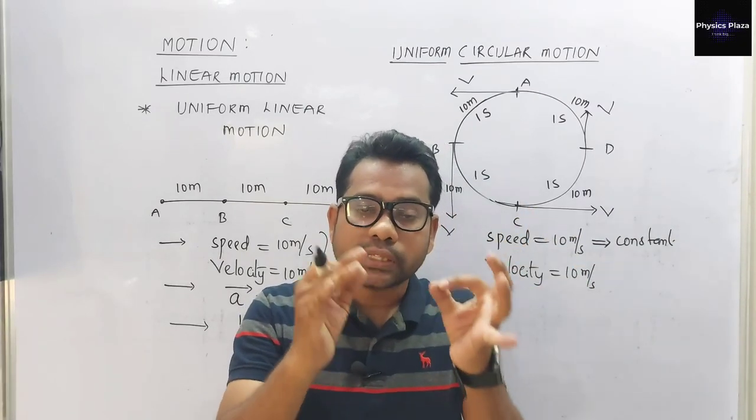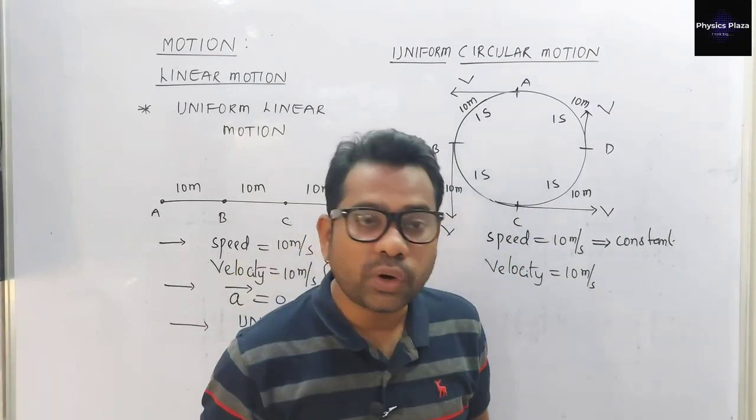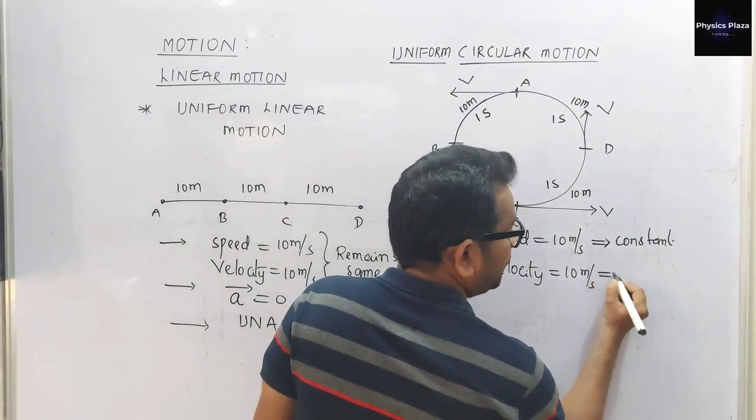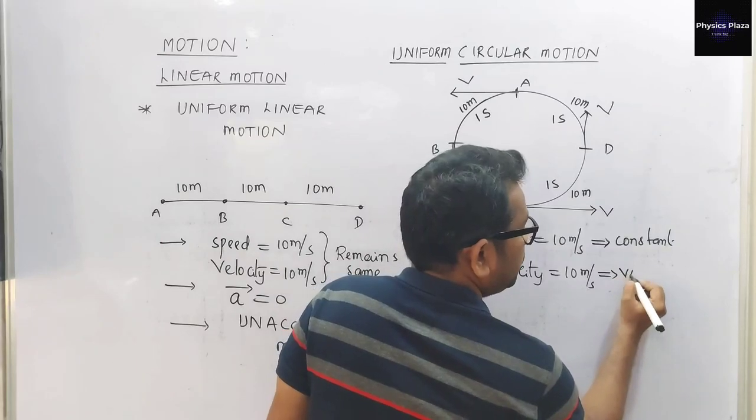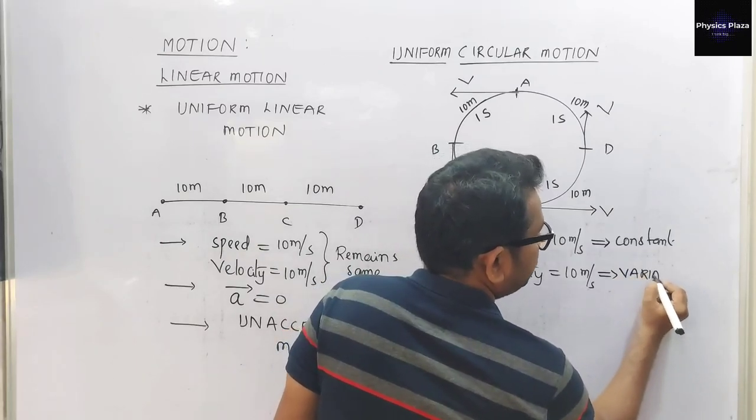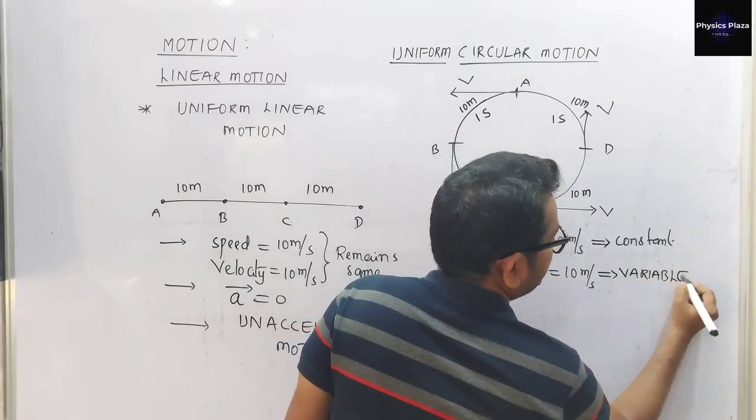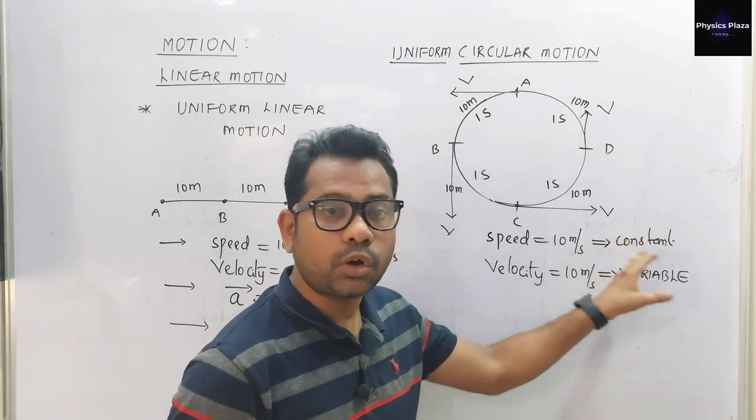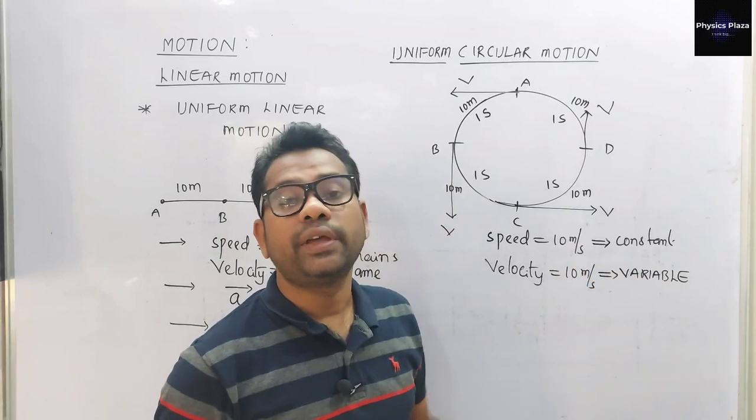The direction of velocity keeps on changing, which means what here? Velocity is not a constant. Though the velocity's magnitude is the same, it is a variable. It is variable, so it's very, very important. So in a uniform circular motion, speed remains the same. Speed is a constant, but velocity is a variable.